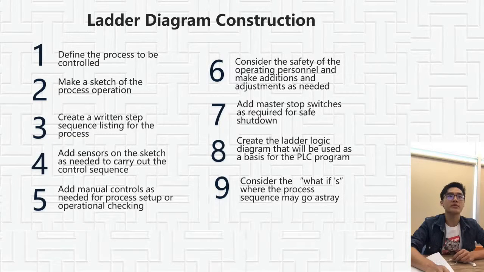1. Define the process to be controlled. 2. Make a sketch for the process operation. 3. Create a written step sequential list of the process. 4. Add sensors on the sketch as needed to carry out the control sequence. 5. Add manual control as needed for process system or operation checks. 6. Consider the safety of the operations personnel and make additions and adjustments as needed.